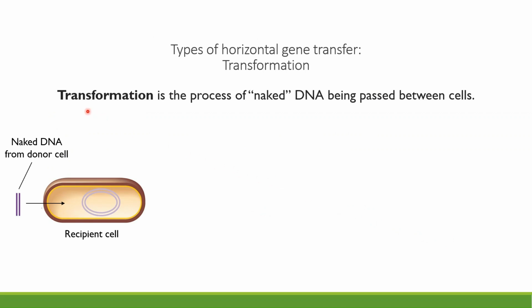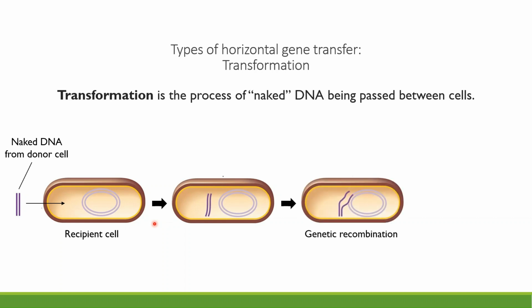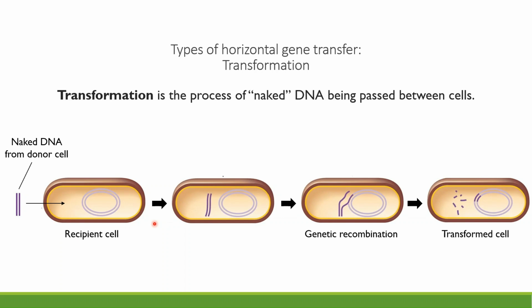So conjugation is one method. Another method is called transformation. During transformation, this does not require a donor cell and another cell in order to take place. This is just taking up what we call naked DNA. So in the environment, there are all sorts of remnants of cells out and about, and sometimes there are just pieces of DNA. And those pieces of DNA can be swallowed up by a recipient cell. And sometimes that DNA can be genetically recombined by that recipient cell into the host chromosome. And when it does so, we would call that a transformed cell. Its genetic material has been transformed.